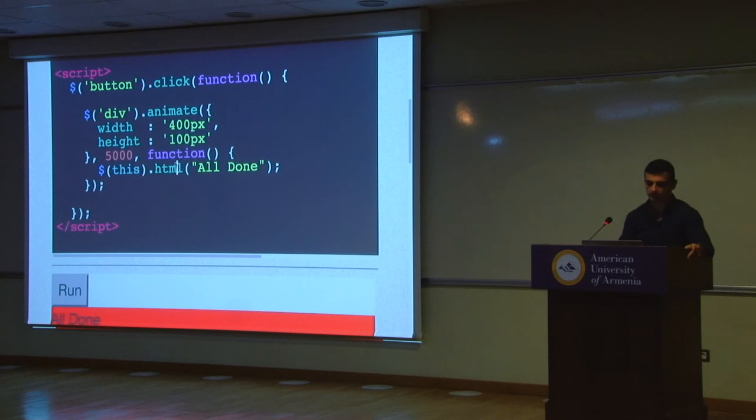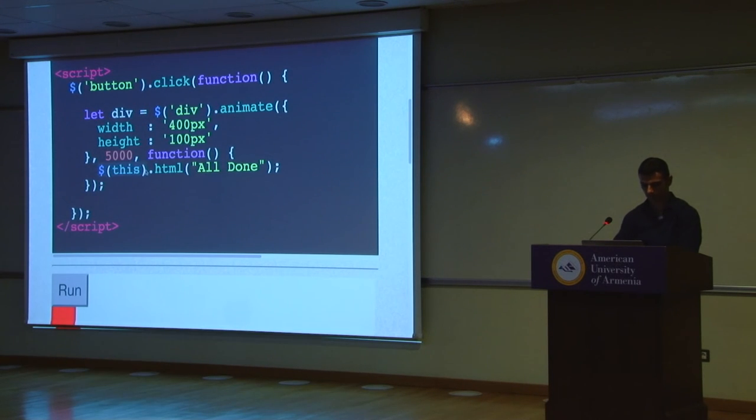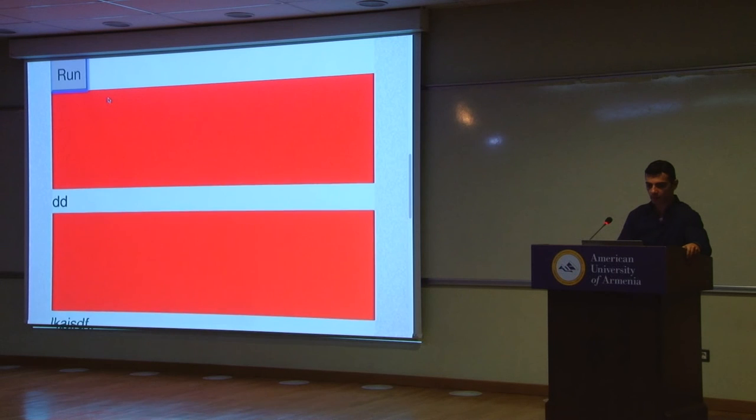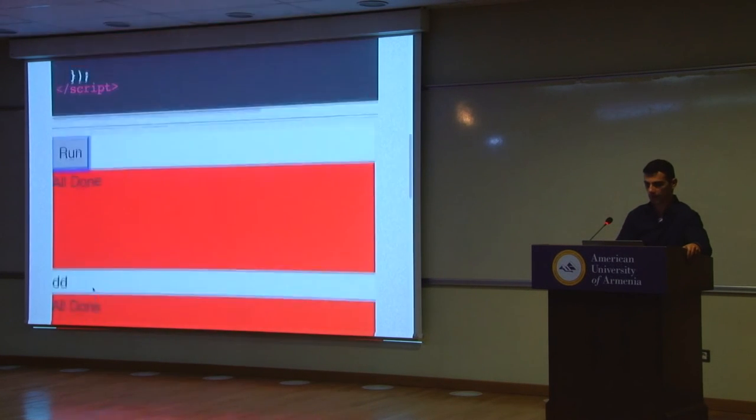Ah, good question. Instead of this, forget it. I don't want to tell you what this is. It's that. Do you understand this code? Yes? What did I change? So this div that I selected, which remember is the jQuery object that has inside three actual divs, I set it to a variable. And then on that variable, once the animation completes, I set HTML, the inner HTML, to all done. Which is why, notice, wait for it. Boom, boom, boom. Make sense?